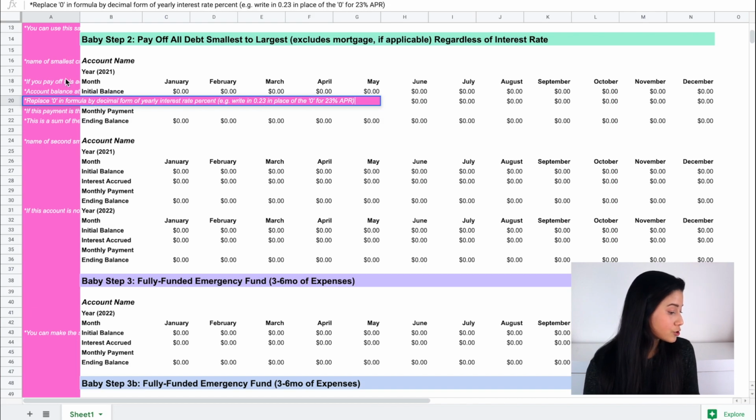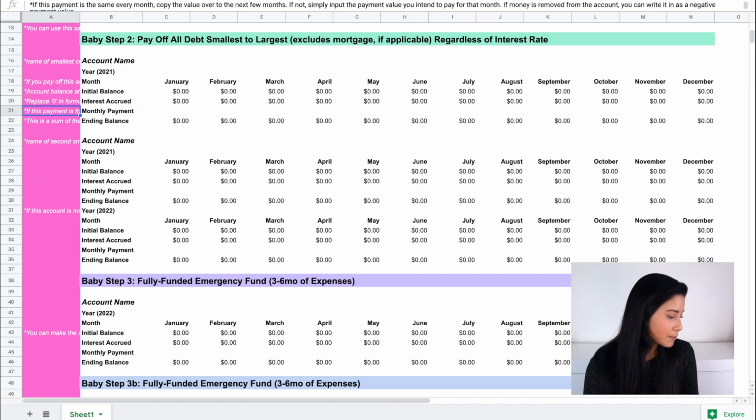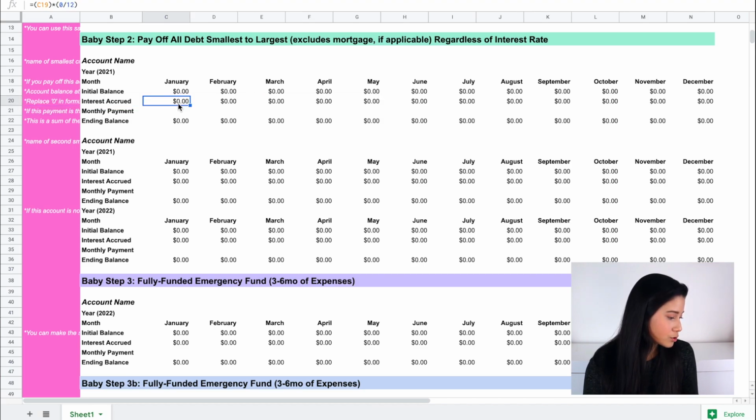And if you look at the interest rate instructions, you will look at how the interest rate for a typical credit card may look like if you are in credit card debt, and you'll see that you'll put 0.23 in the place of the 0 in the interest formula.